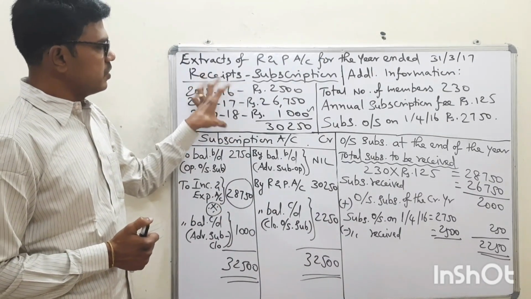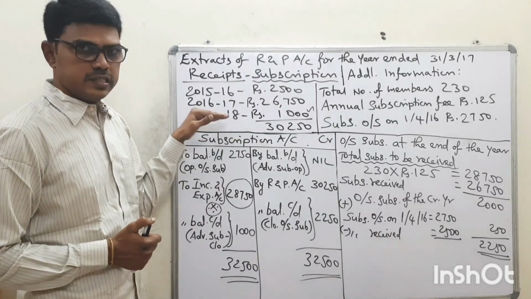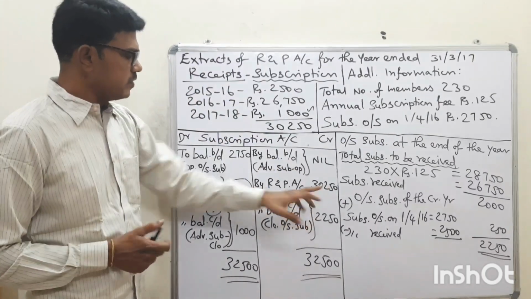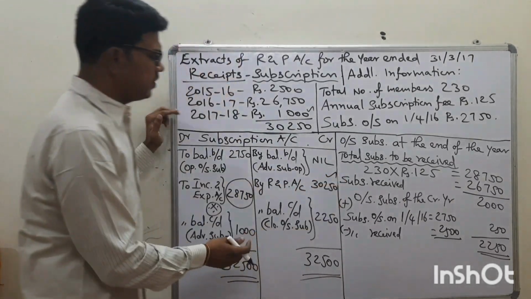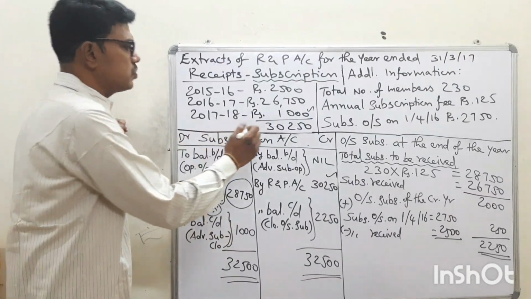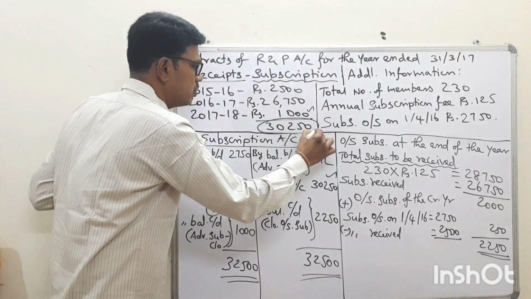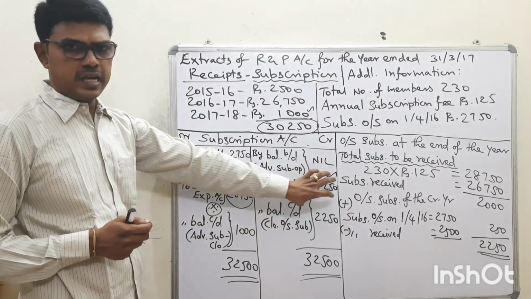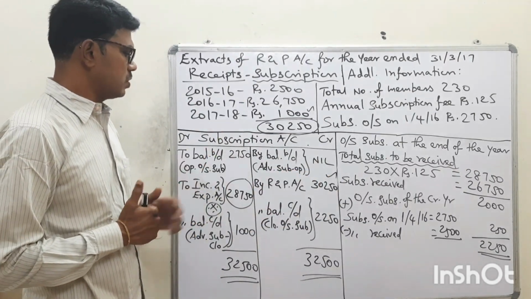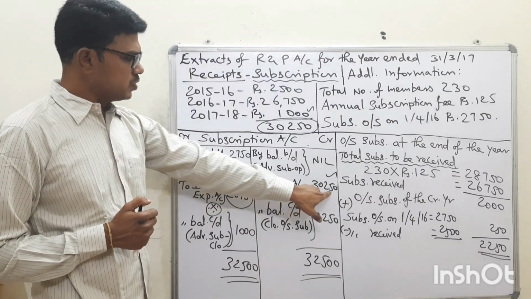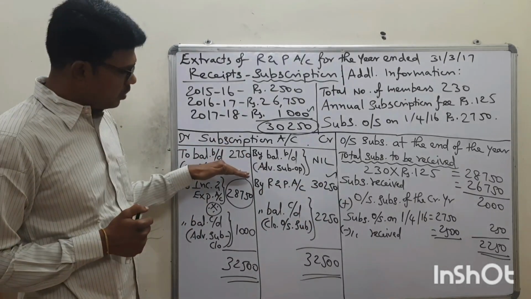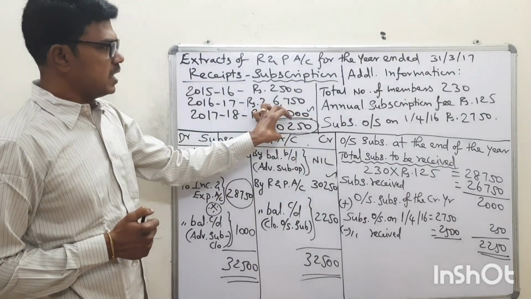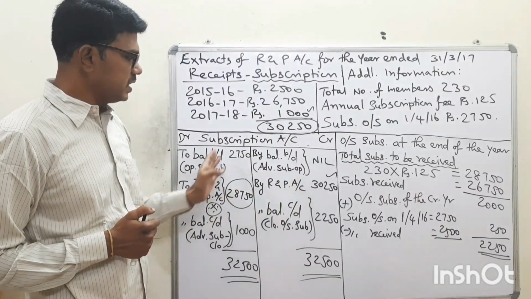Then we should write the total receipt received during the year, given in the receipt side of the receipts and payments account, 30,250, right? Whenever we are preparing the subscription account, we should take the total value given from the problem, and it should reflect on the credit side of the subscription account. Total subscription received is 30,250. We have written both the opening values and both the closing values and the total amount of subscription received during the year, right? Everything is included.